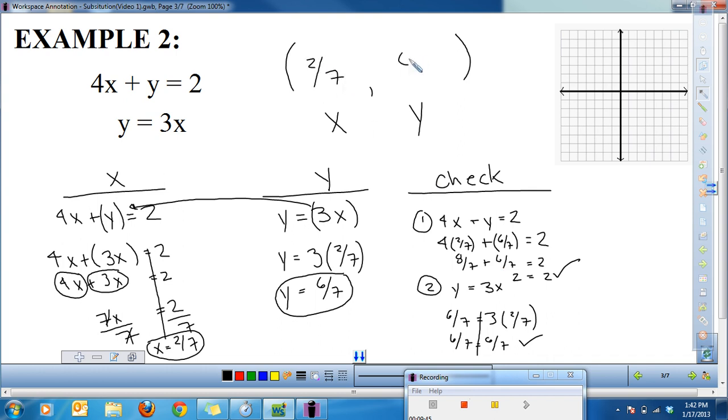X is 2 over 7, y is 6 over 7. This is really clear in this example why we want to check it twice. If we only checked with this equation, we could have said, oh, well, it worked here. We want to check it with both, because if it works in both, you know that you did your work right. So let's do a couple more examples.